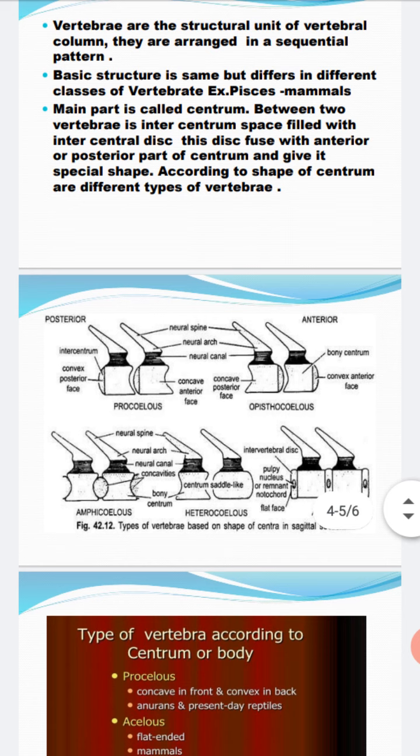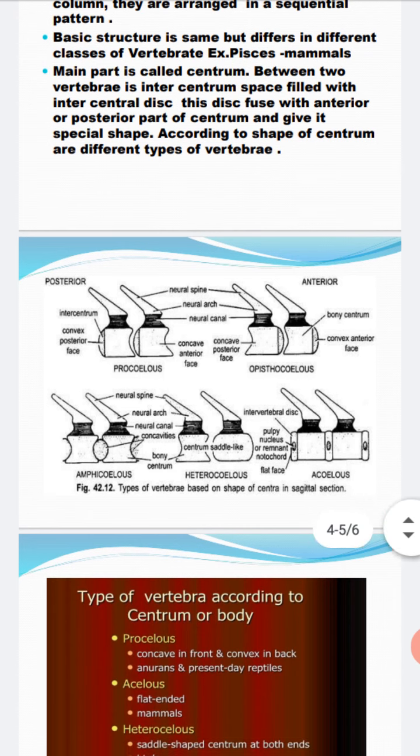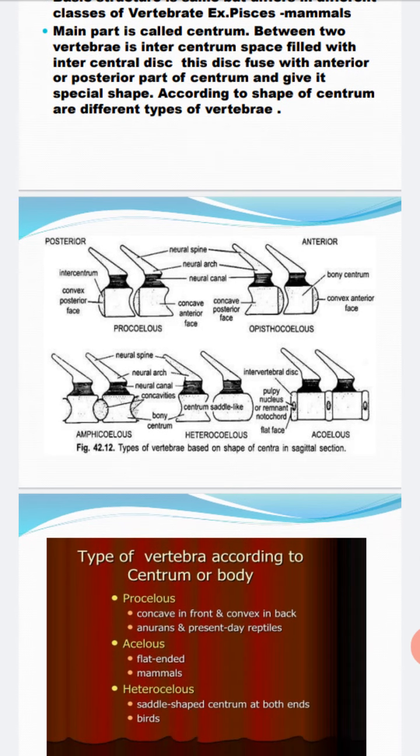Second is the opisthocoelous. Opistho means back, coelus means cavity, so the cavity is at the back. That means when the posterior side is concave and the anterior side is convex, it is called opisthocoelous. This is found in the typical cervical vertebrae of the ungulates.